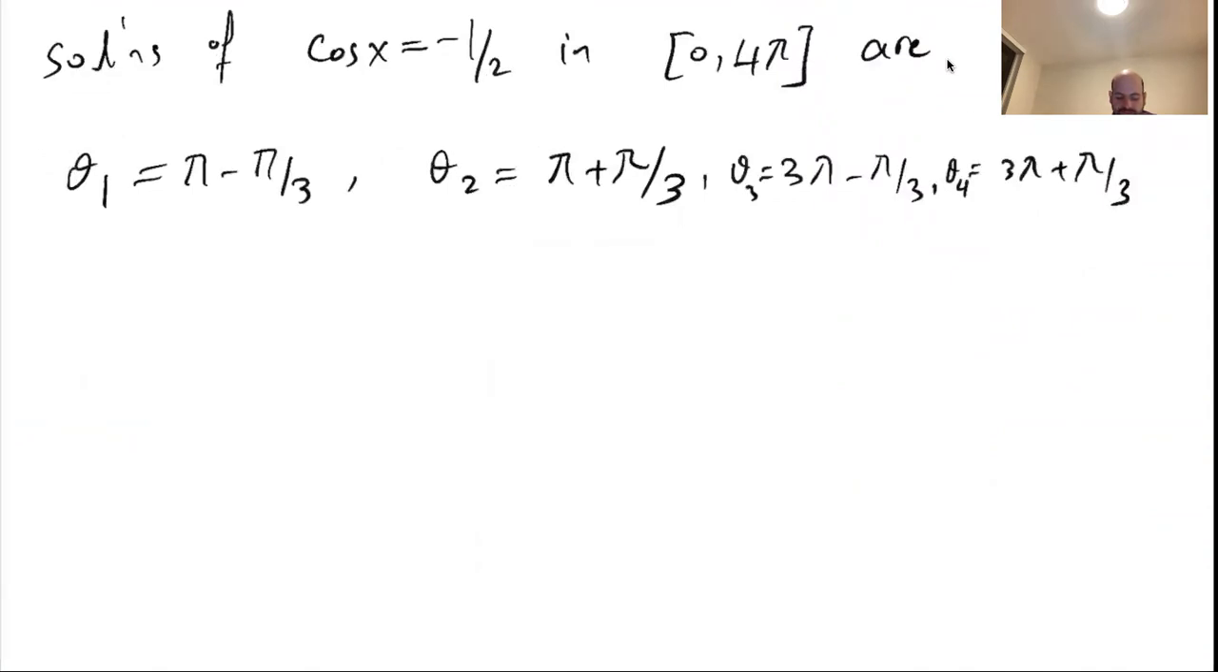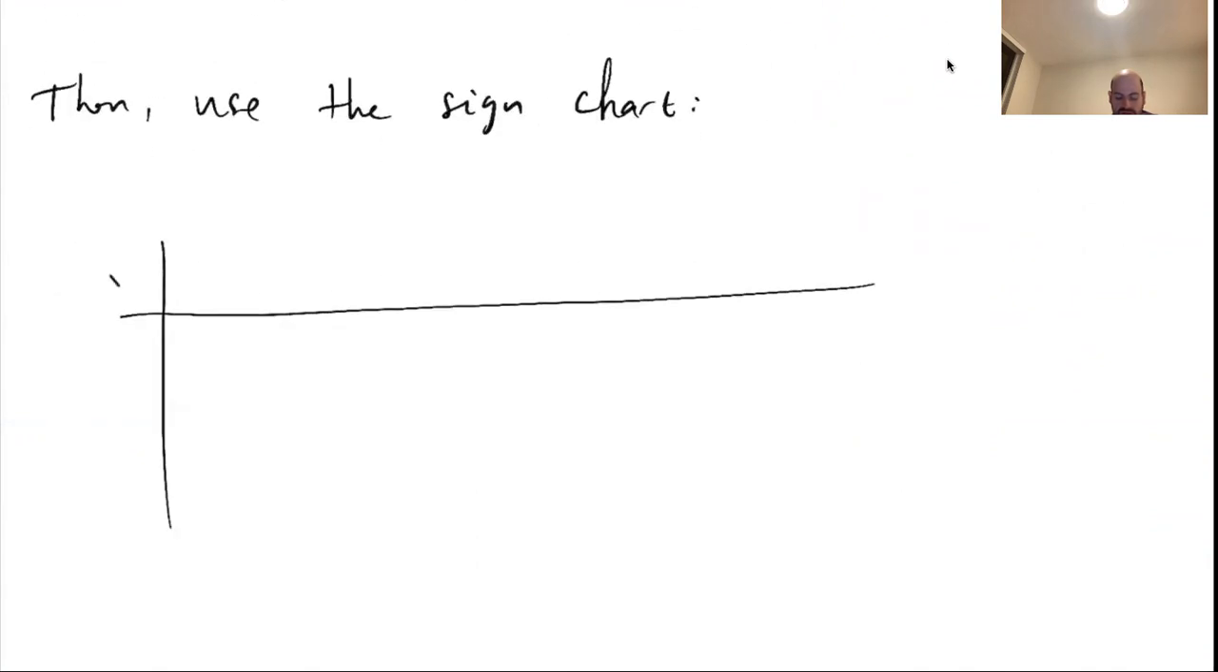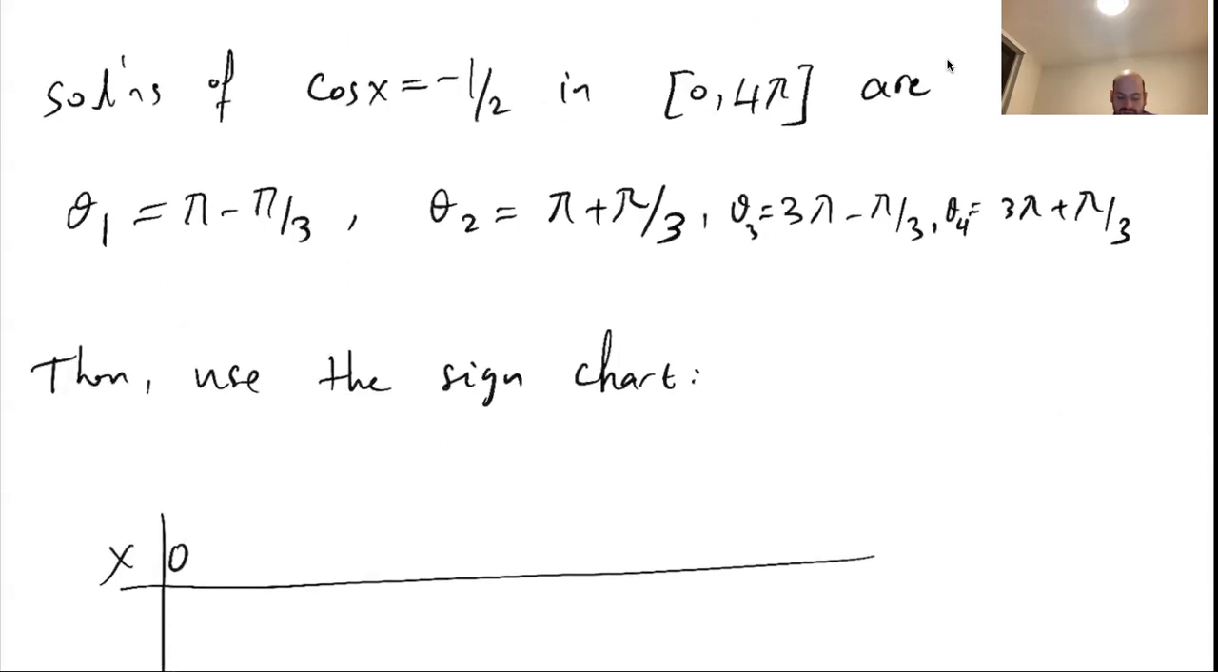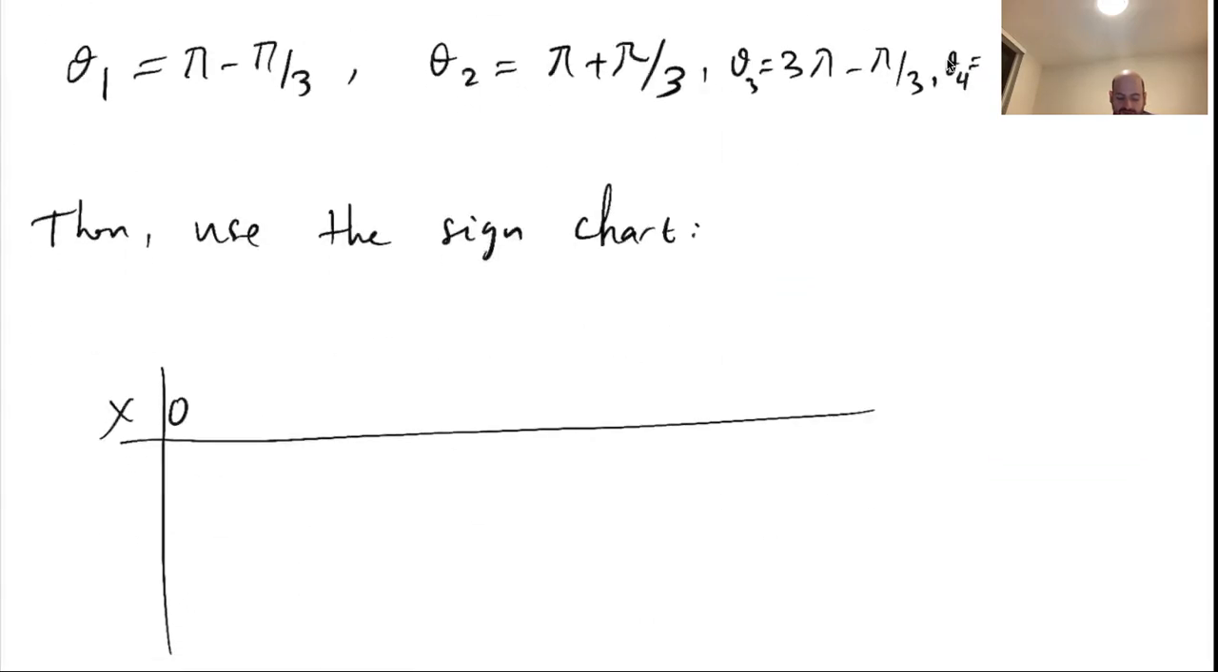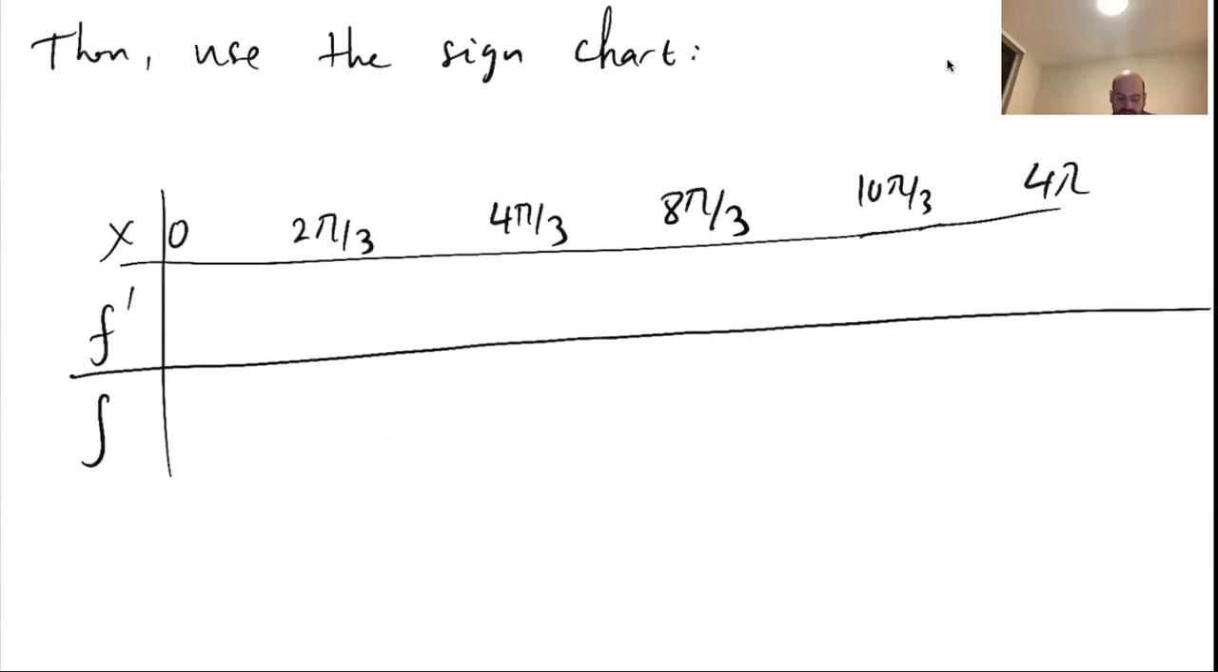All right, now we can use the sign chart. So for the sign chart here, I can specify the x value starts from 0, according to the assumption that the domain starts from 0. And then I have to write down these roots in order. The smallest one is pi minus pi over 3, or 2 pi over 3, right? Then the next one is pi plus pi over 3, which is 4 pi over 3. Next one is 8 pi over 3. Next one is 10 pi over 3. And then we have 4 pi. And then we have f prime here and f here.